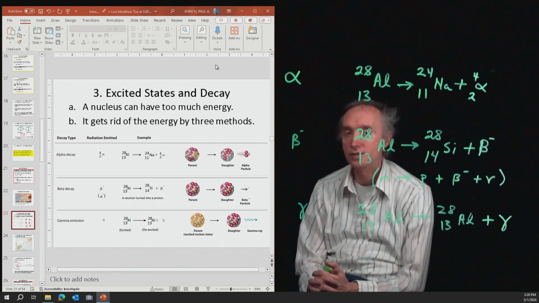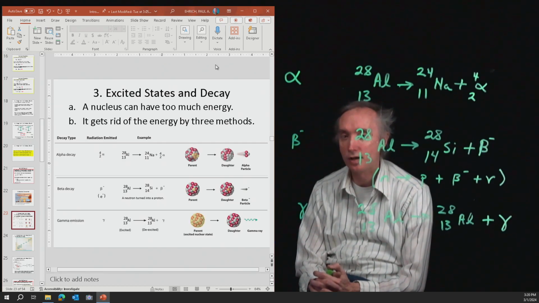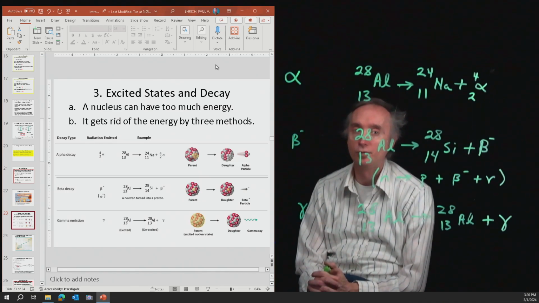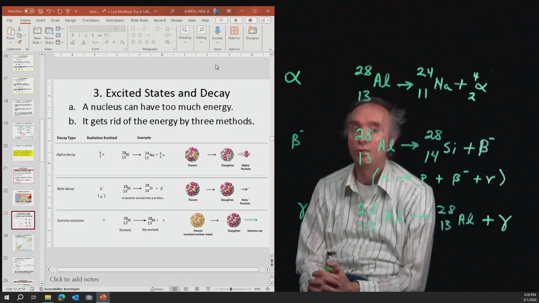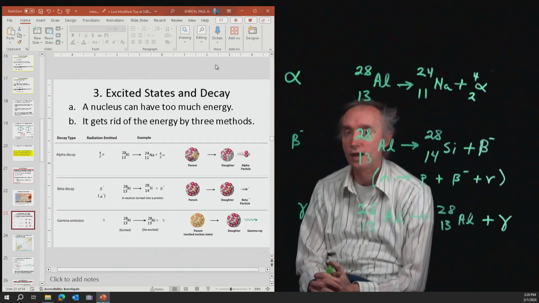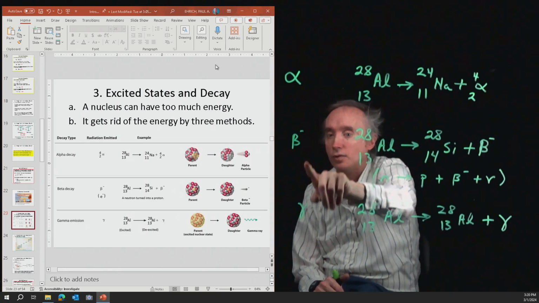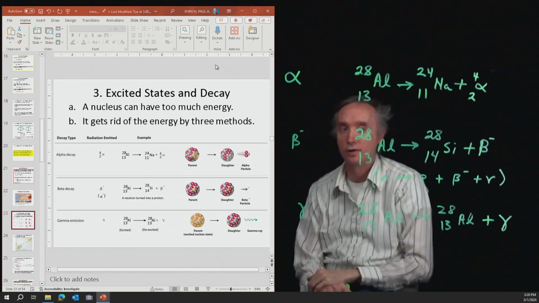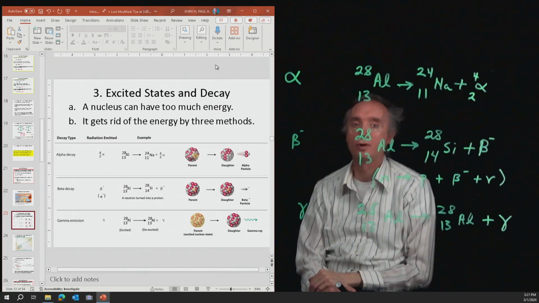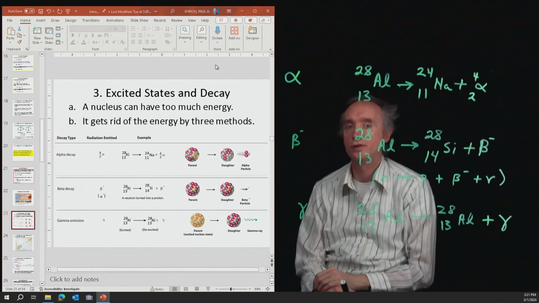It could be unstable because it has too many protons. It could be unstable because it has too many neutrons. It could be unstable because it just has too much energy. So in order to get rid of that energy, it can do one of three things. It can emit an alpha particle, a beta particle, or a gamma particle. So let's explore each of these situations.